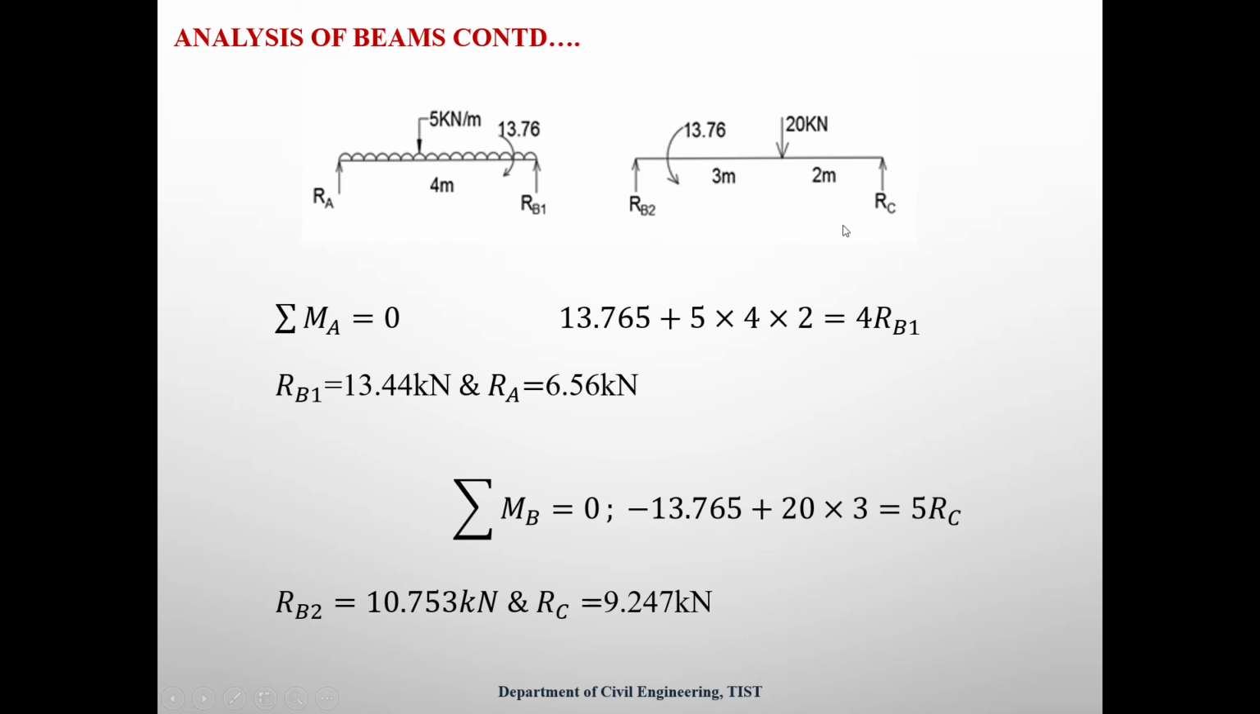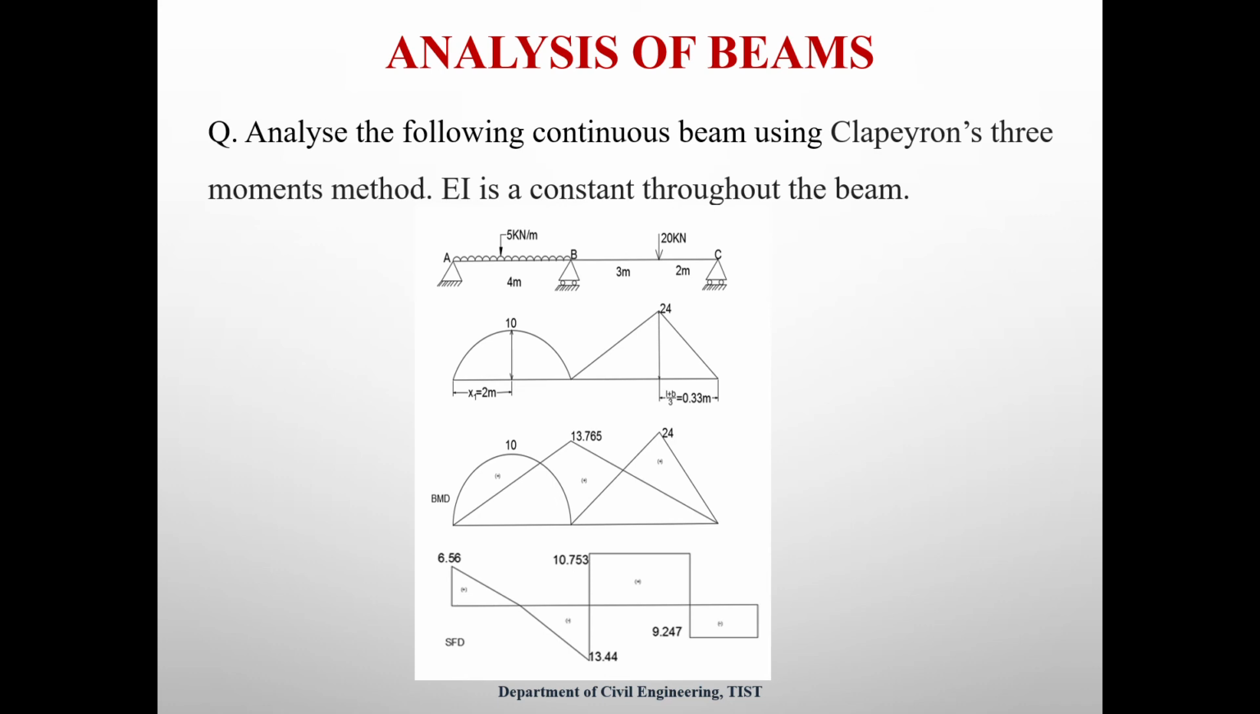Ra, Rb1, Rb2 and Rc. After getting the values of Ra, Rb and Rc, we can draw the shear force diagram, marking all the upward forces in the upward direction and all the downward forces in the downward direction. That means at the joint A, the first load is 6.56, acting in the upward direction. Then over the span AB, 5 into 4, 20 kilonewton is acting in the downward direction.